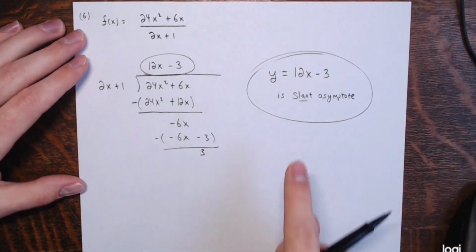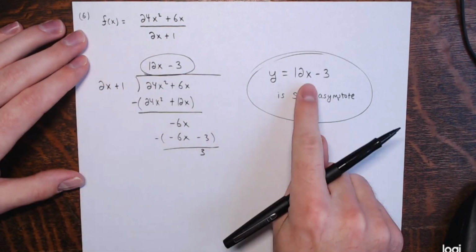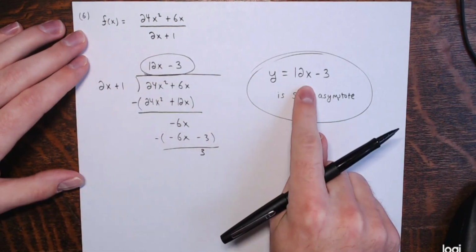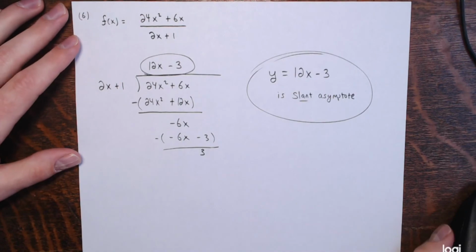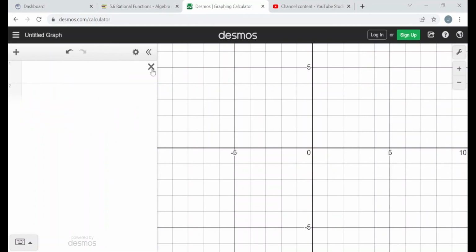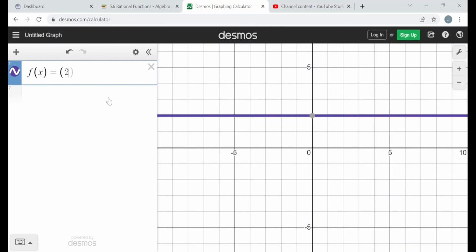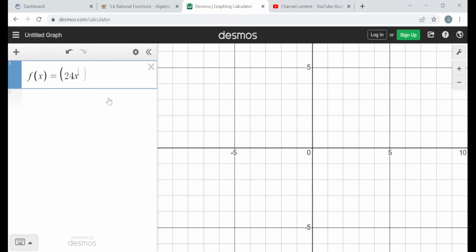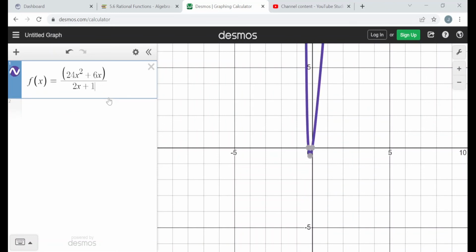Right, so the graph of f is going to approach the graph of this line on the far right and far left. And let's see that happen, right? With the slant asymptotes, since most people aren't as familiar with them, we'll show those here. We'll go to the Desmos site. So the function we were given, f of x equals 24x squared plus 6x in the numerator divided by 2x plus 1 in the denominator.